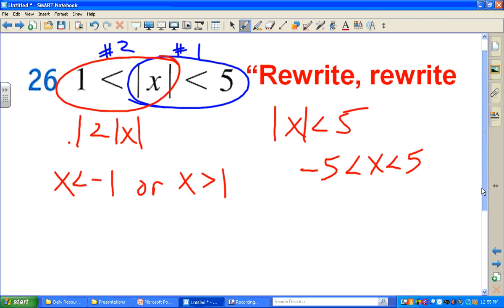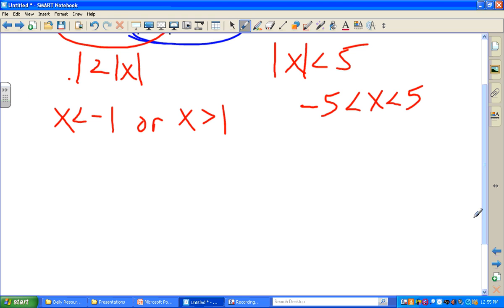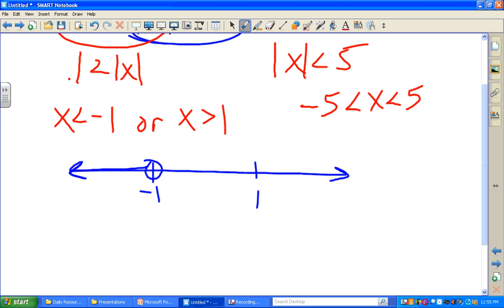Right. I think so. See, it looks like such an easy problem. There's so many little twists on this problem. All right. X is less than negative 1. Arrow to the left. Got it. And we got a 1 right here, open, and an arrow going that way. Perfect. And then we got to put in the negative 5 to 5 situation.